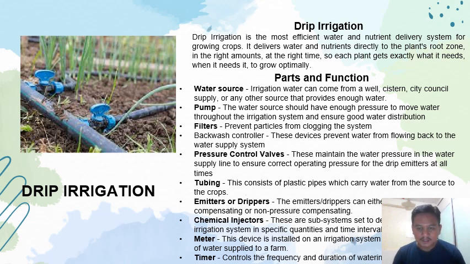Backwash control: this device prevents water from flowing back to the water supply system. Pressure control valve: this maintains the water pressure in the water supply line to ensure correct operating pressure for the drip emitters at all times.